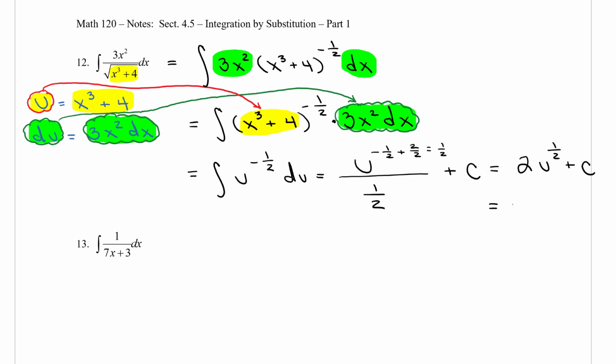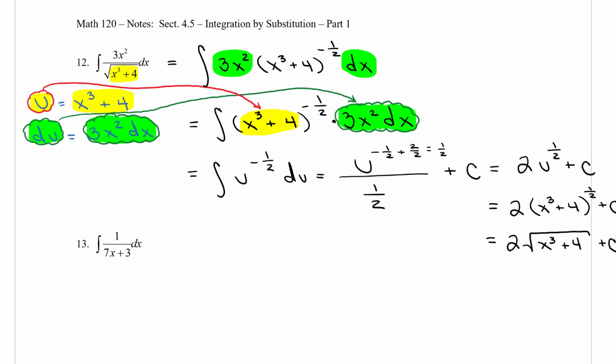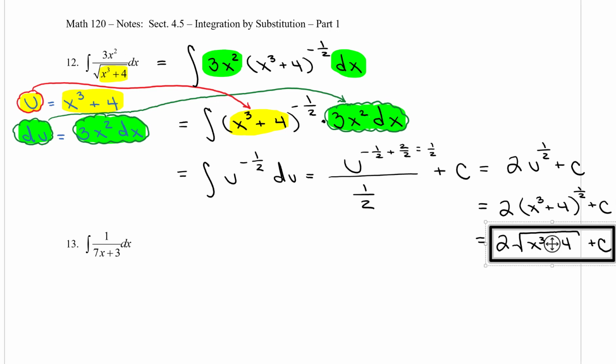U was equal to x cubed plus 4, so it's going to be 2 times, open up a set of parentheses, x cubed plus 4, close the parentheses, raised to the 1/2 power plus c. Or you could also write it as 2 times the square root of x cubed plus 4, and then plus c outside of the square root. And we're going to box that in.